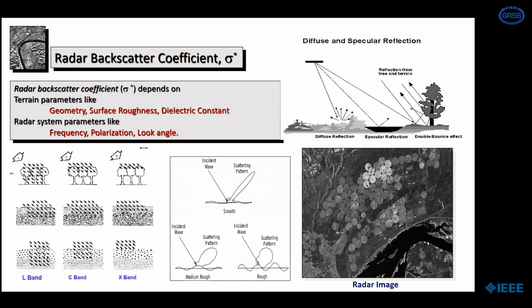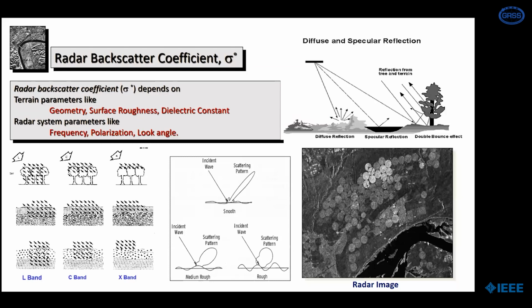So basically the SAR, the main parameters: once the signal touches the ground, the energy received by the target will be reflected back towards the sensor. So that we call the radar backscatter, which is the main parameter that will be used for all the applications. This radar backscatter will mainly depend upon the sensor parameters, like, as I said earlier, the frequency and the polarization and the look angle.